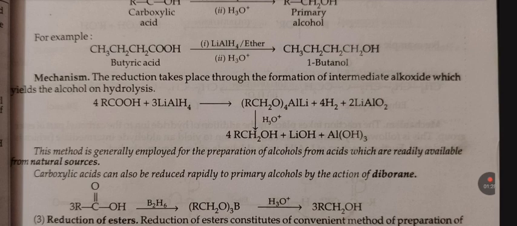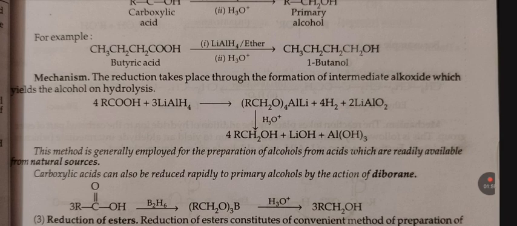Mechanism. The reduction takes place through the formation of an intermediate alkoxide, which gives the alcohol on hydrolysis. 4 RCOOH plus 3 LiAlH4 will give (RCH2O)4AlLi, then in the presence of H3O+ it will give RCH2OH.